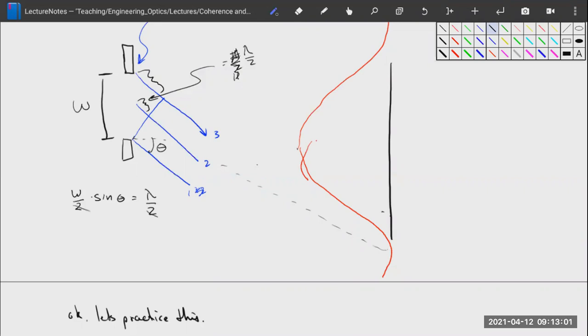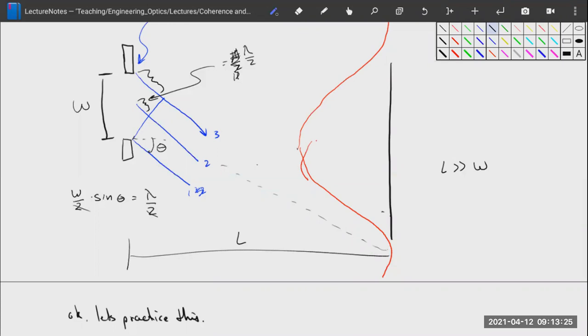So there's a couple things to note. This only works far from this slit. If you're close to the slit, you get some other interesting effects happening. So the distance from the slit to the screen has to be such that, let's just say this is L, L is much, much larger than W, right? And it only works for small angles, this formula.